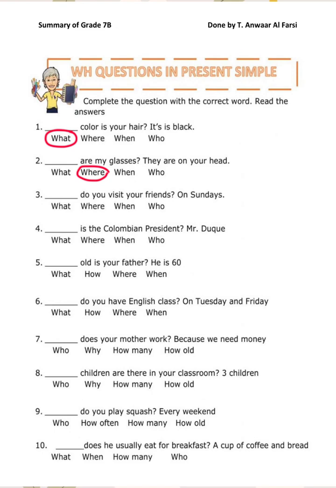Number 3. Blank, do you visit your friends? On Sundays. Since the question is asking for a time, the answer should be when. When do you visit your friends? Okay, so always focus on the questions. What are they asking exactly? Then you will know how to solve the rest. Okay, try to answer the rest of the questions and I'll review the answers in 3, 2, 1.